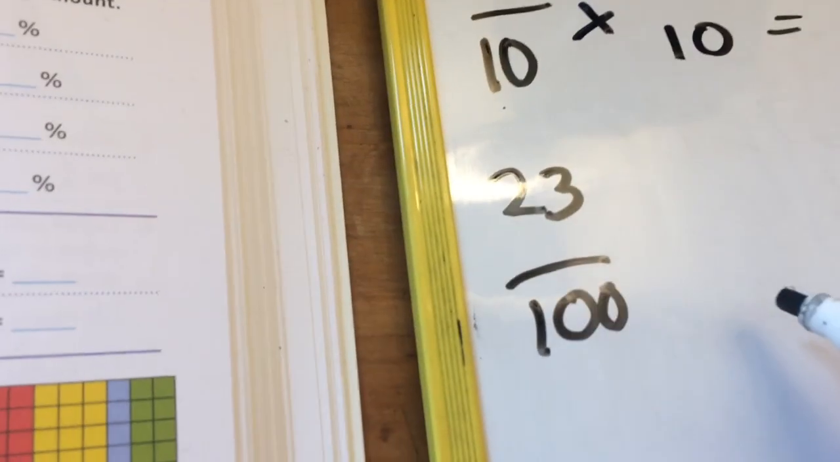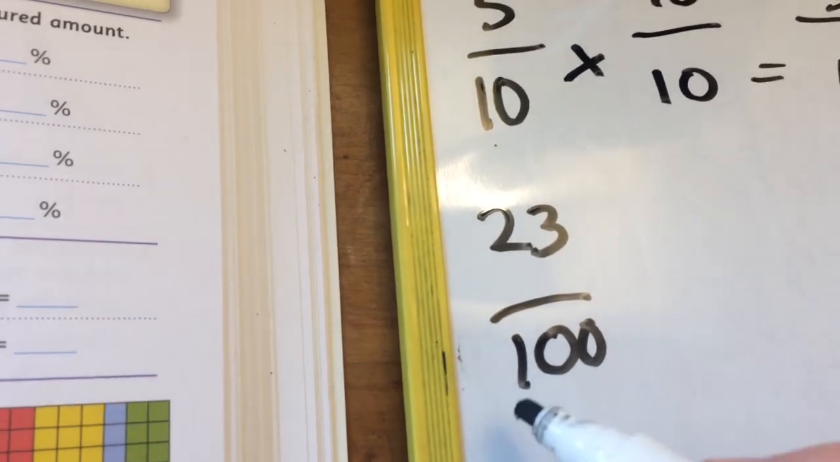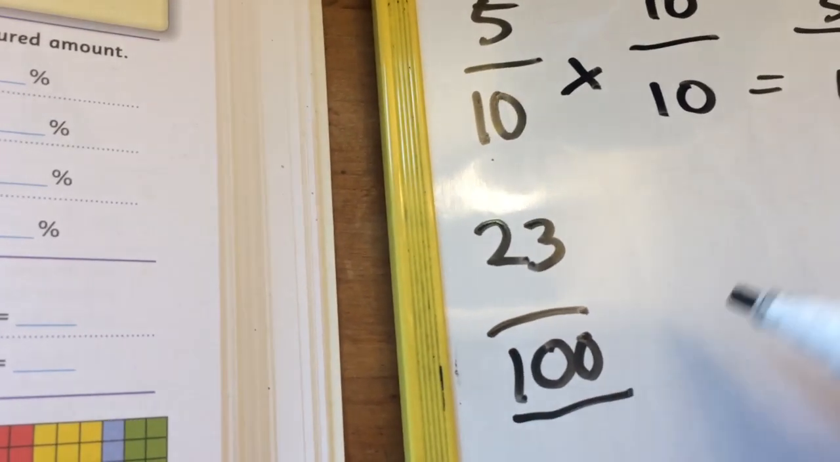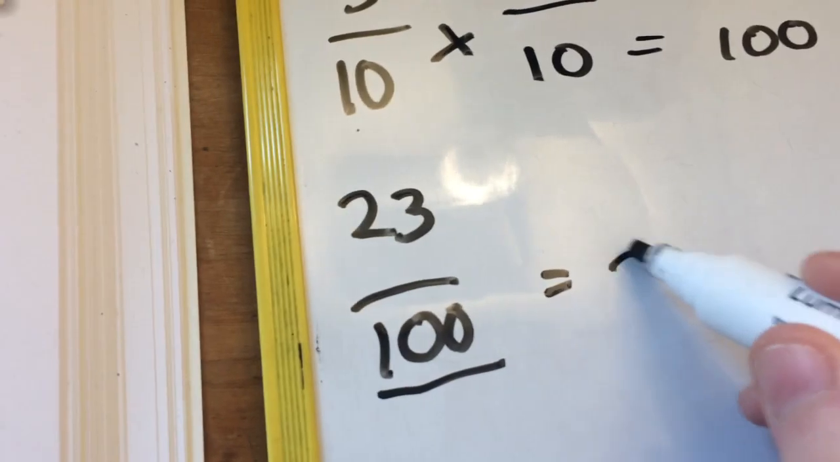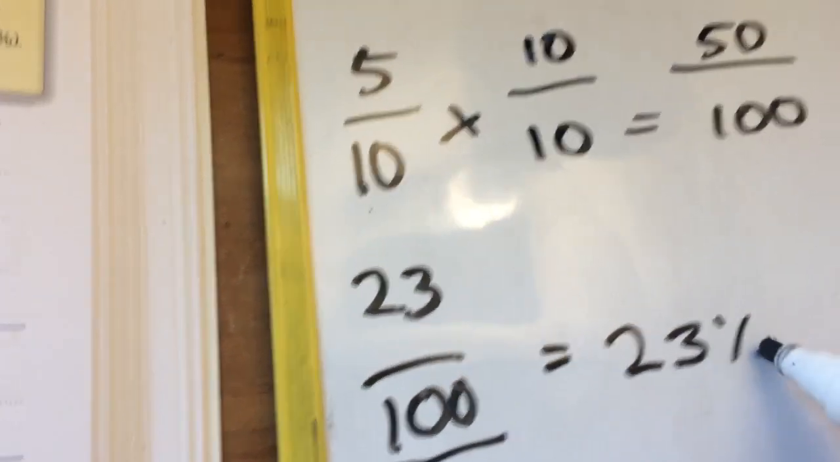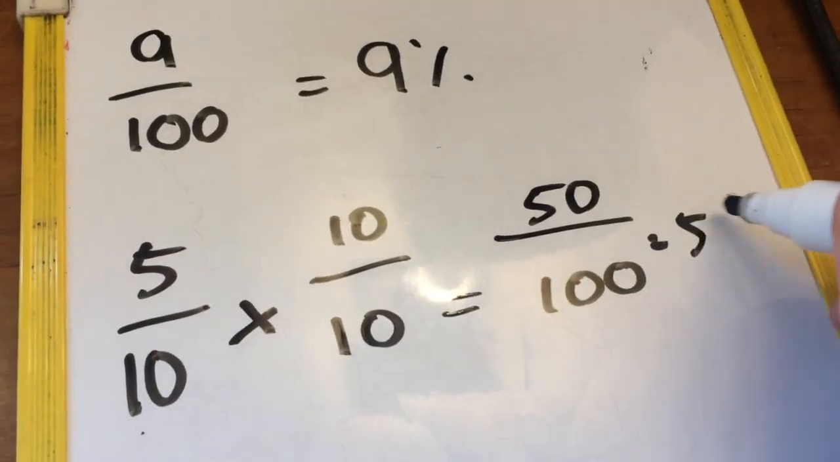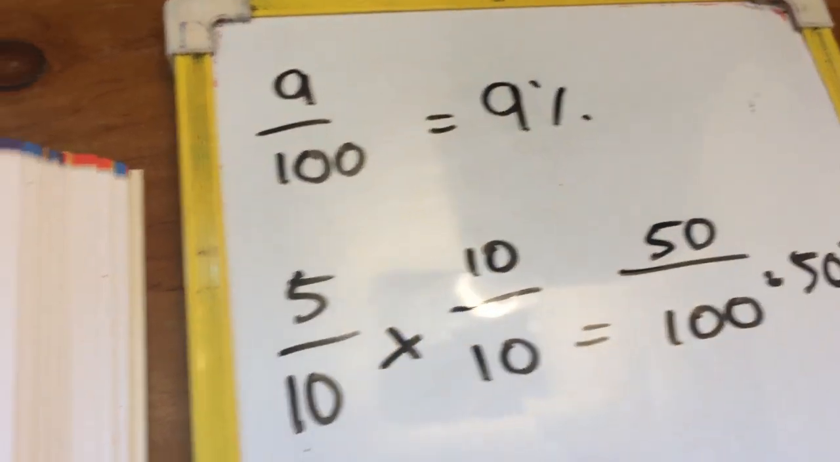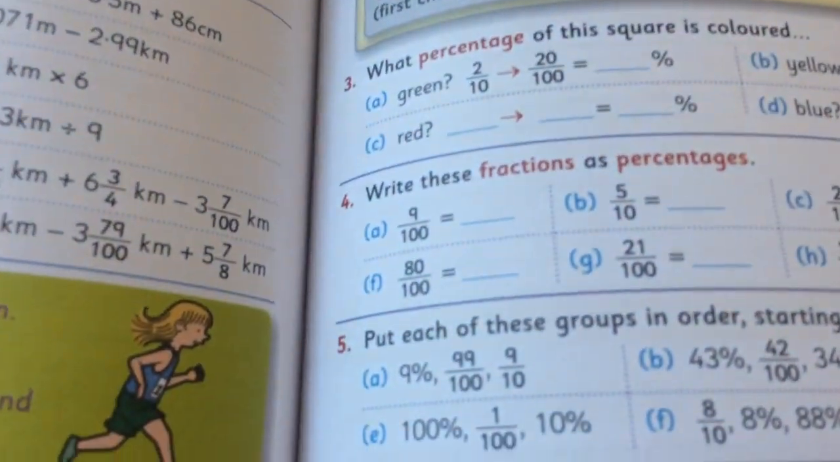Okay, this one, do we have to do anything to that? No, because it's out of 100. All we need to do is write that it's 23%. Sorry, I meant to write up there. That's 50% up there. All right. So work away on question 4 in that.